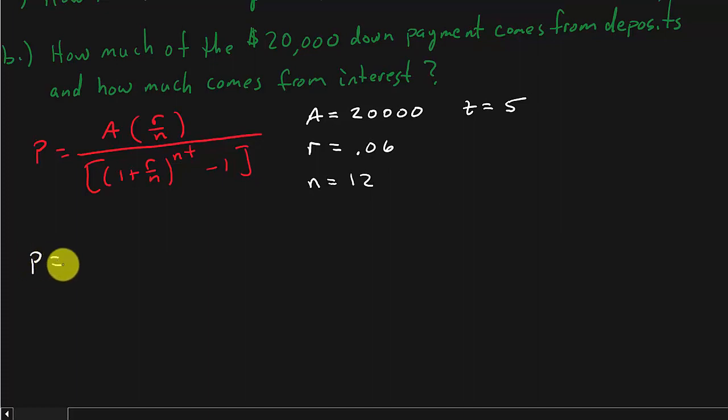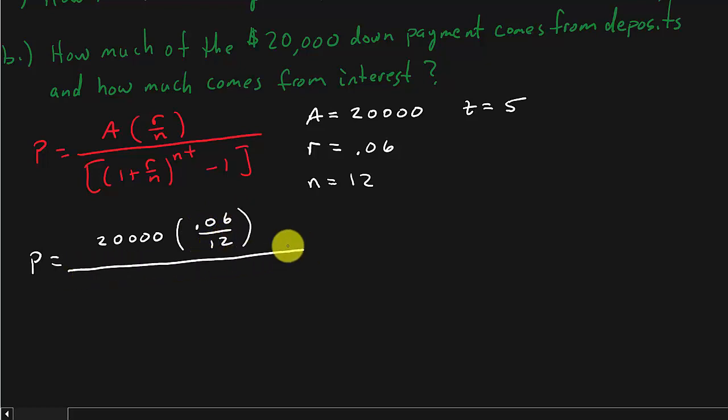So I get P equals, so that's going to be 20,000 times R, which is 0.06 over N, which is 12, divided by 1 plus R, which is 0.06 over N, which is 12. And that's raised to the N times T, so that's 12 times 5, and then minus 1. And so, let's see what that comes out to be.